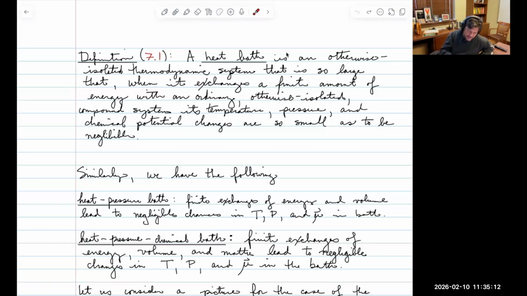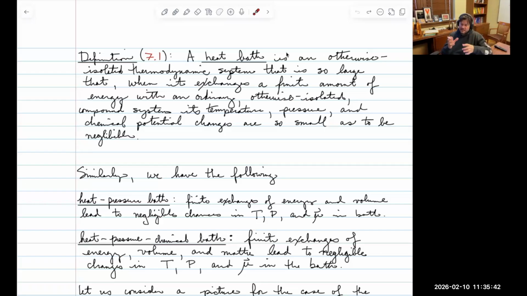A heat bath is an otherwise isolated thermodynamic system that is so large that when it exchanges a finite amount of energy with an ordinary, otherwise isolated compound system, its temperature, pressure, and chemical potential changes are so small as to be negligible. So only heat, or only energy, is allowed to be exchanged.